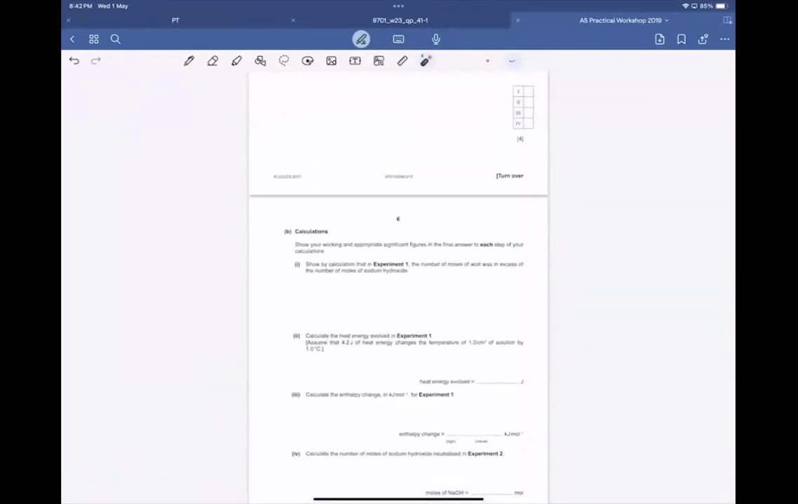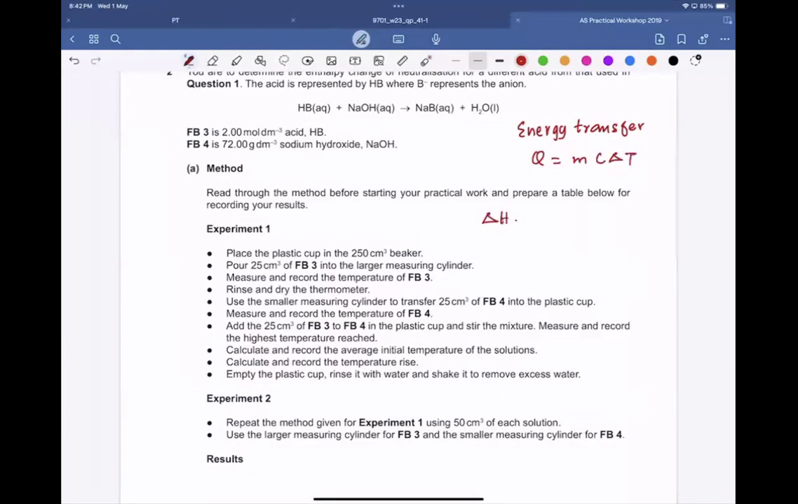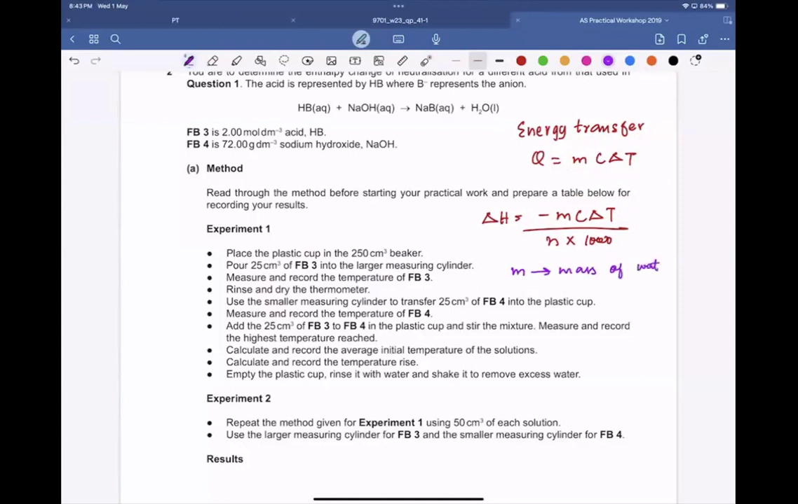And in enthalpy change, you have to remember the formula. There are two formulas which can be used in enthalpy change. One is to find the energy. Whenever the examiner asks to find the energy transfer, you are going to use this formula: energy is equal to mc delta T. And whenever the examiner asks you to find the enthalpy change, you are going to use this formula: minus mc delta T over n times 1000. Remember one thing, when you have calculated this, this value can be written over here, and here you will get the negative sign with it. And in these two formulas, m is the mass of water.